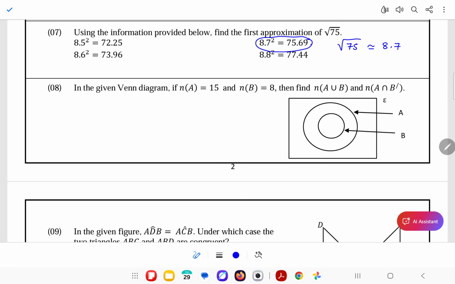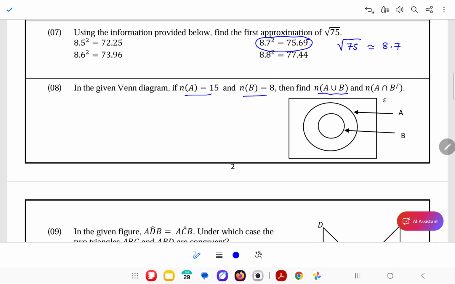In the Venn diagram, number of elements in set A is 15, number of elements in set B is 8. And if you look at, B is a subset of A. Everything in B will be inside of A. That's clear, no? B is a subset of A, no? All the elements of B will be inside A.